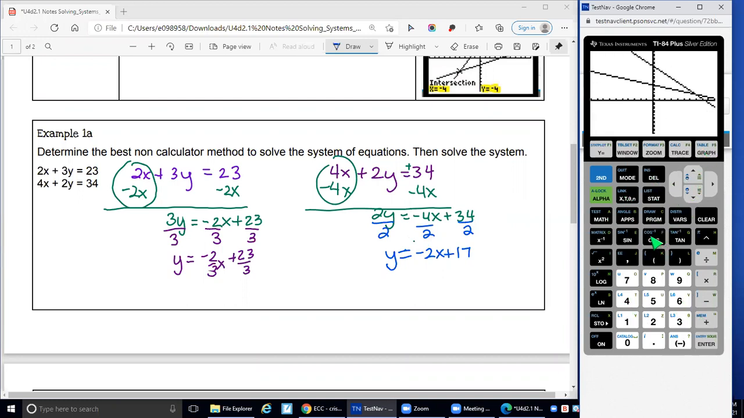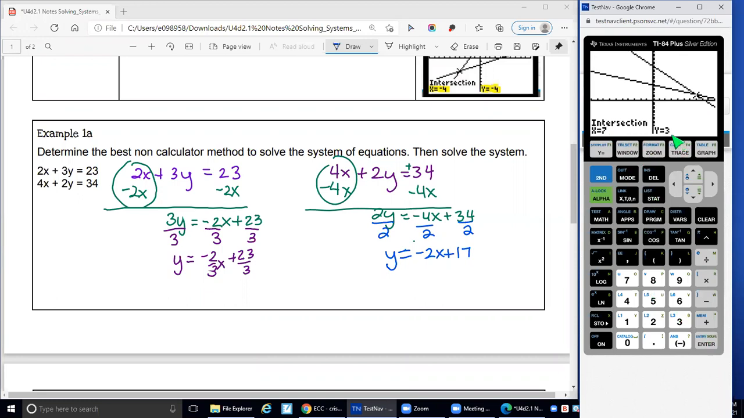Can I see the intersection? Yes. Okay. So as long as I can see it, I'm good. Now we're going to go ahead and hit second, trace, 5 for intersect. And we're going to enter 3 times. 1, 2, and 3. Ladies and gentlemen, our intersection is 7.